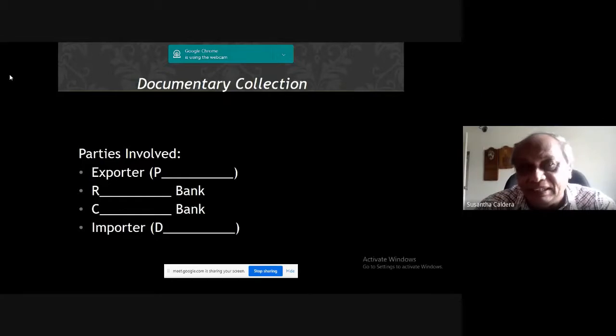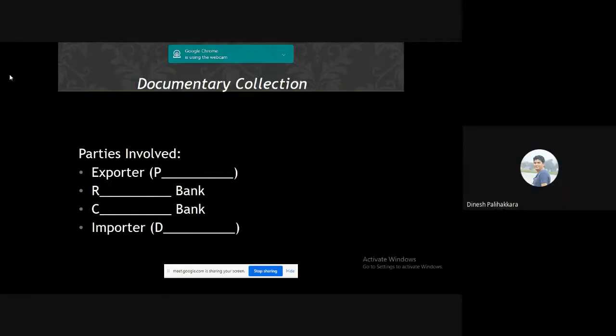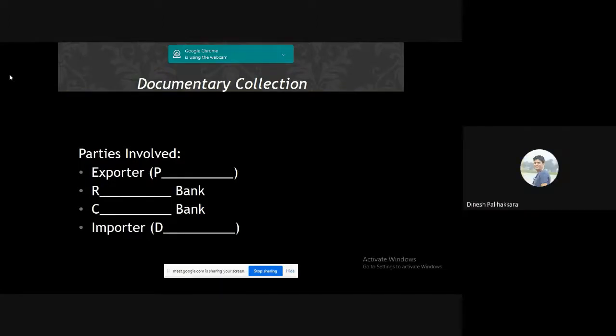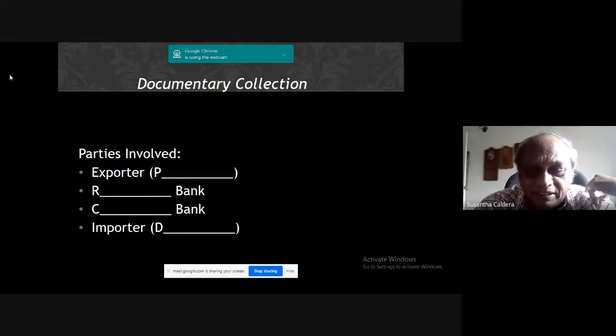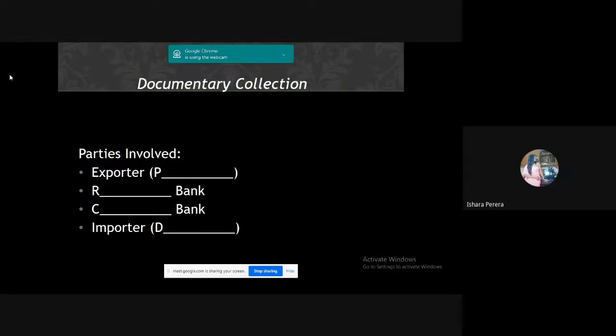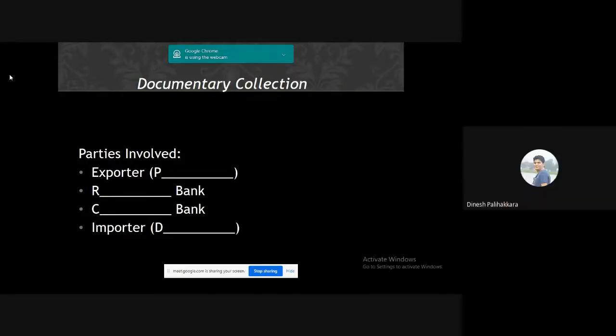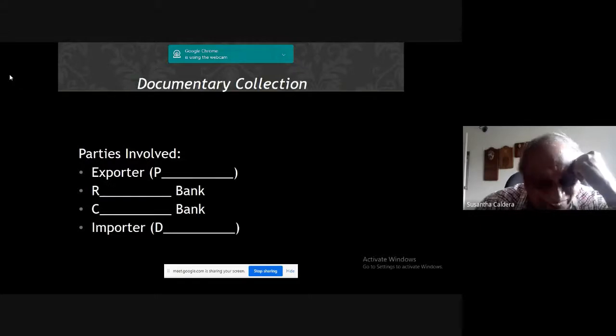Document collection, parties involved: fill in the blanks. Exporter, Principal. Then what bank? Starting with R, Remitting bank. Collecting bank, importer is Drawee. Giving a question like this would be good for the final. Good. Yeah.